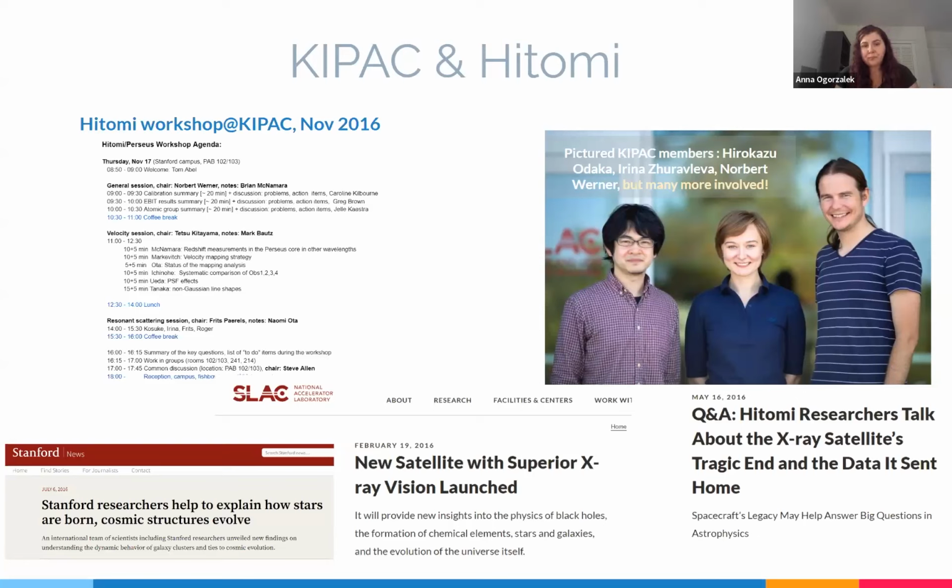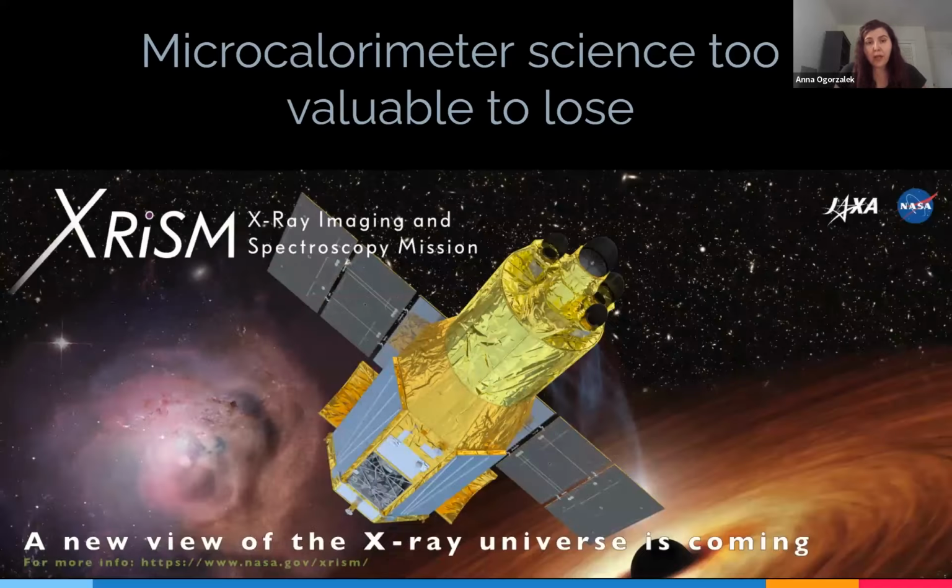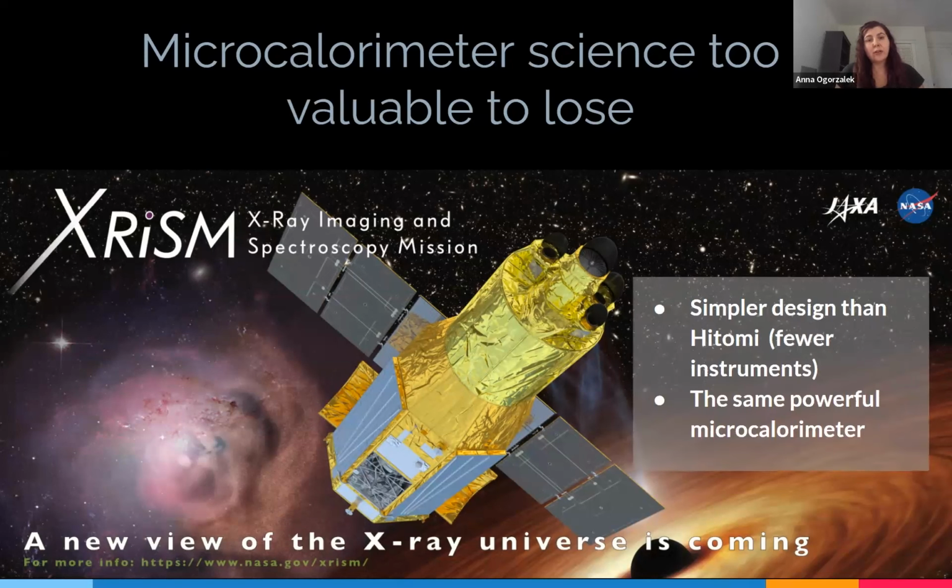The story of Hitomi is, of course, sad, but as you can see, the depth of results from just a few hours of observation is really stark. So it is clear that the X-ray microcalorimeter science is just too valuable to lose, which is why JAXA and NASA came together again, which resulted in the XRISM mission, which stands for X-ray Imaging and Spectroscopy Mission. XRISM has a much simpler design than Hitomi. It is carrying fewer instruments, but critically, it has the powerful microcalorimeter.